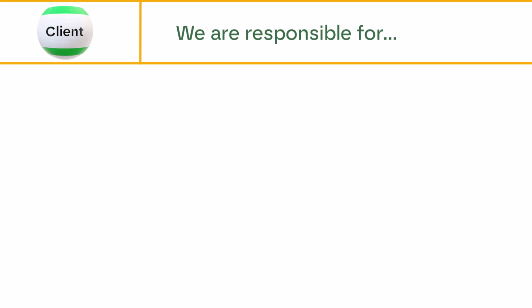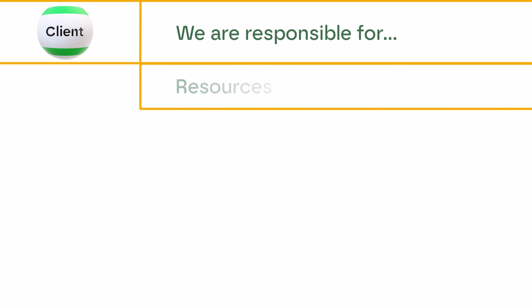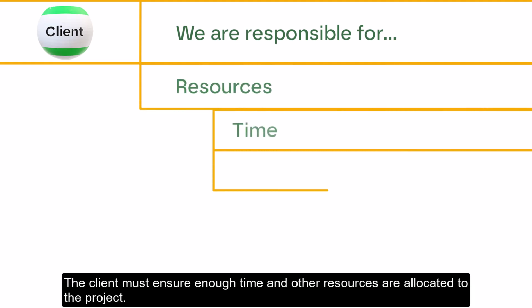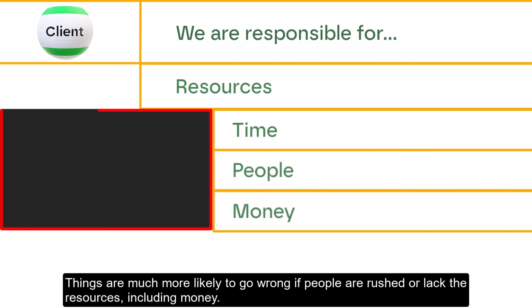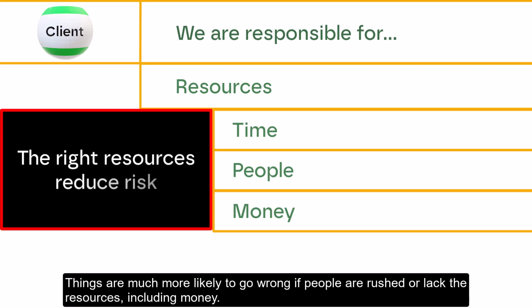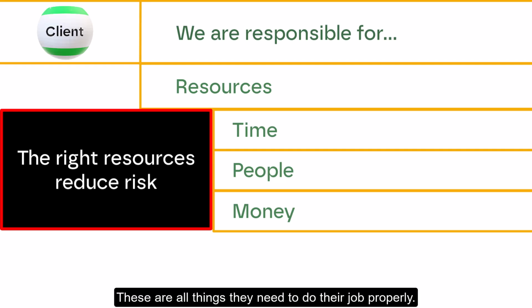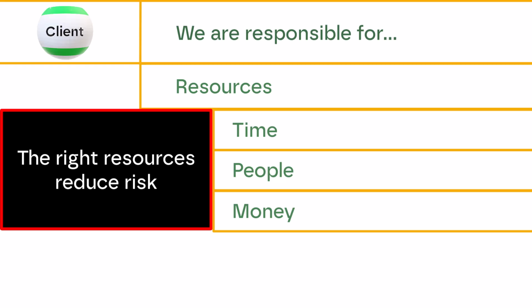What about the client? That's a good question. The client must ensure enough time and other resources are allocated to the project. Things are much more likely to go wrong if people are rushed or lack the resources, including money. These are all things they need to do their job properly. Is that it for the client side?